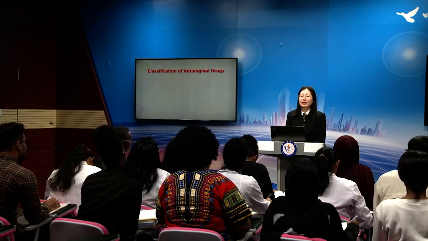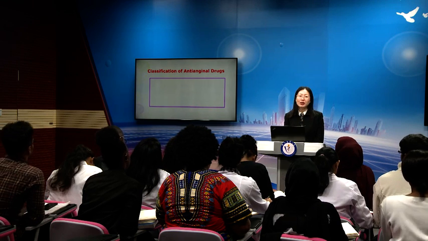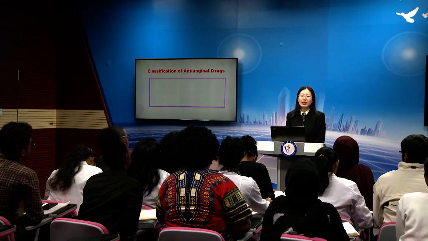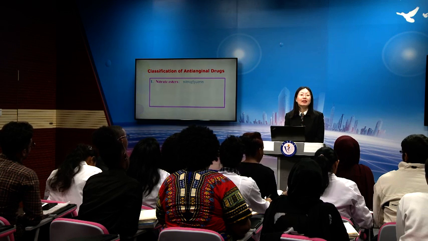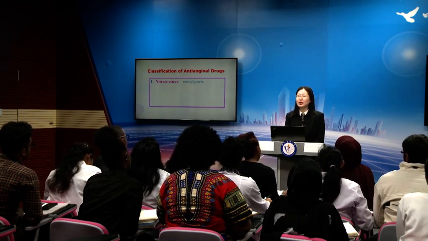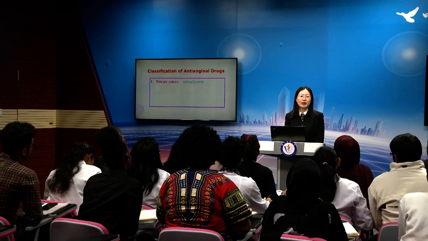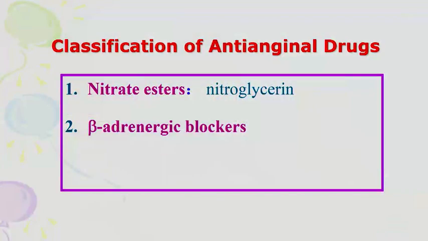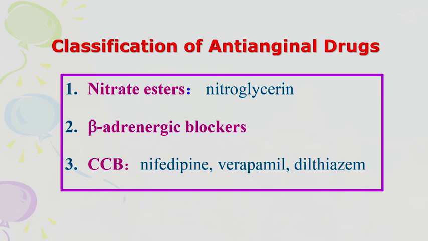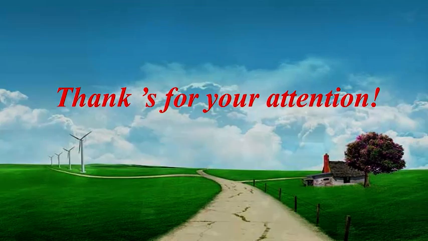Let's summarize. Today we studied the drugs used in the treatment of angina pectoris. Three kinds of agents. The first, nitroglycerin, is still used to treat stable and unstable angina as the first choice. The second, beta receptor blockers, can be co-administered with CCB or nitroglycerin to treat stable and unstable angina. And the third, calcium channel blockers, are mainly used to treat variant angina, and also stable and unstable angina. Okay? So, thank you for your attention.